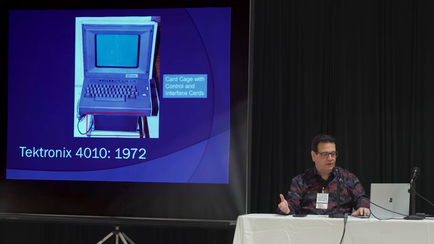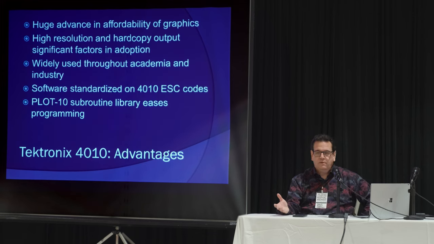Coming out as it did in 1972, this 4010 terminal opened up a huge range of possibilities for graphical applications, especially in a time-sharing environment, because the nature of the storage tube means I may have a slow communication channel between my terminal and the host computer. 300 baud was very common. So getting a graphical picture sent down at 300 baud would take a while, but once it's on the screen, I can look at it for as long as I want. I don't need to have the host computer send more data to refresh that image.